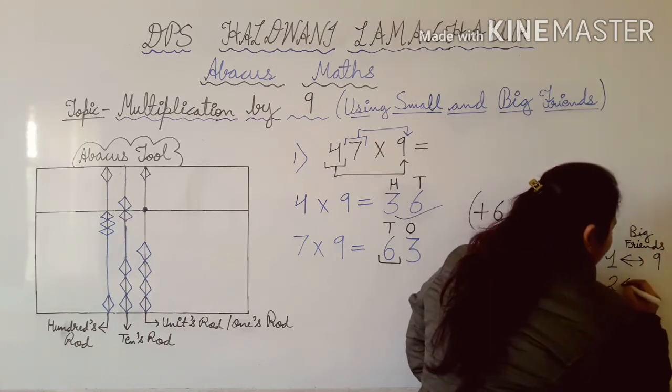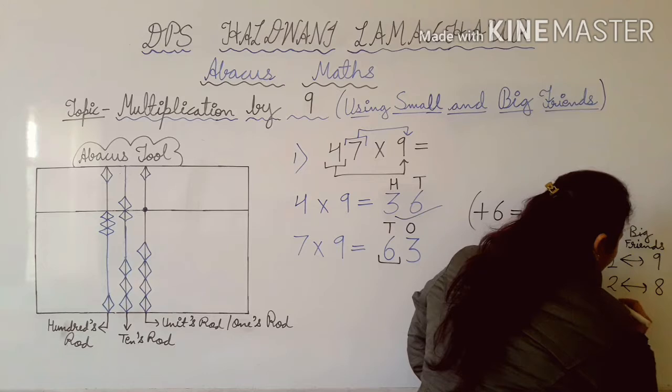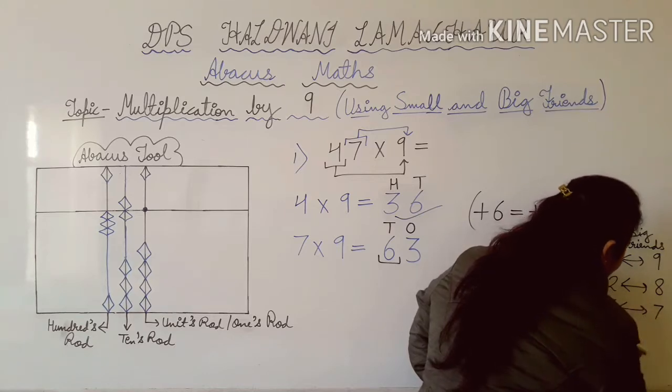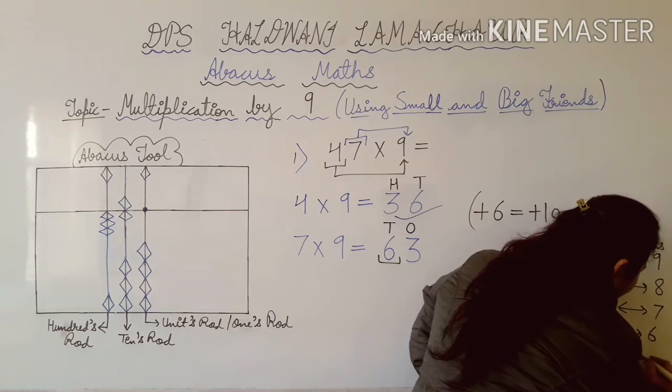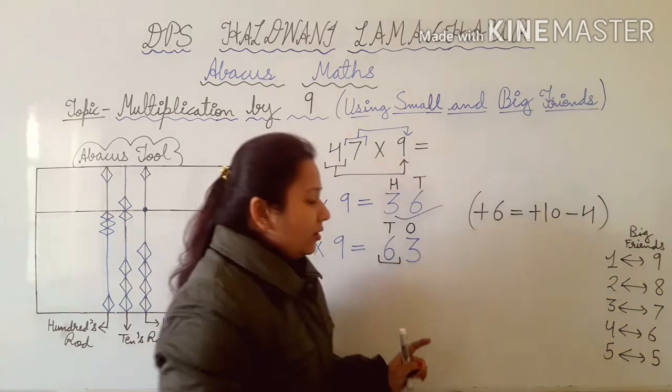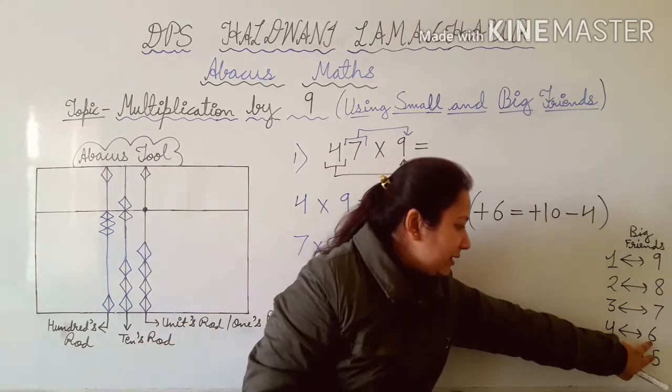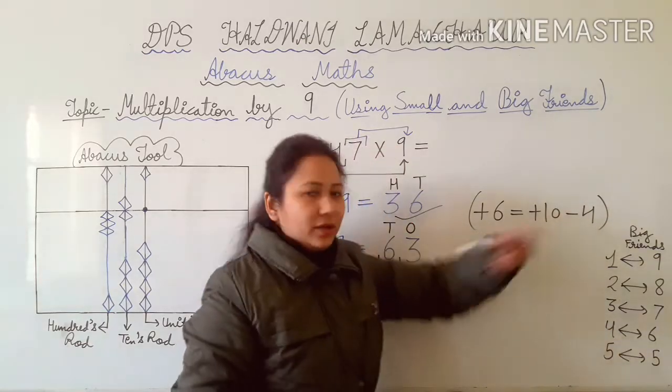Who is the friend of 2? 8. Who is the friend of 3? 7. Who is the friend of 4? 6. And who is the friend of 5? 5. Now you can see that who is the friend of 6? 4. So you are subtracting 4 here.